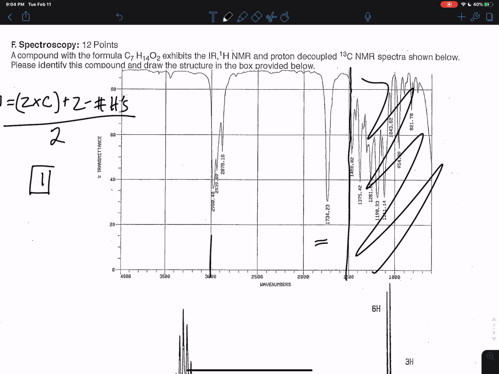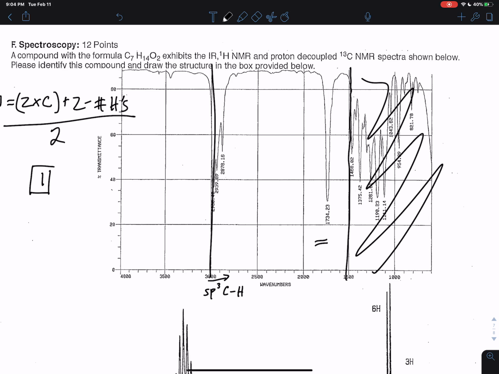Then we want to mark our 3000 region. For this particular IR spectrum, it doesn't really matter that much. It doesn't tell us that we have an OH, NH, anything of that much importance. It's just going to tell us we have sp3 hybridized carbon to hydrogen bonds. They typically like to show up to the right of the 3000 region, right? But all organic molecules are going to have that, right? So we can't use that to distinguish anything.